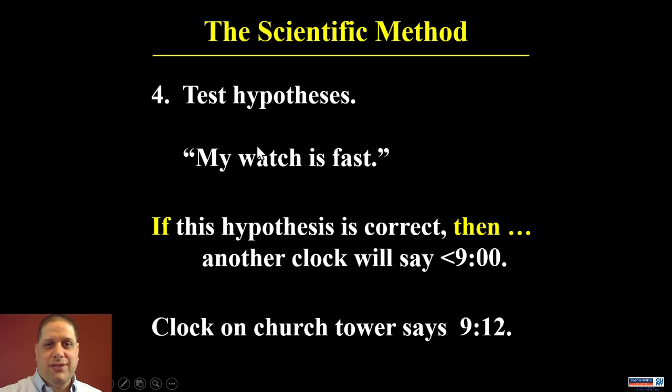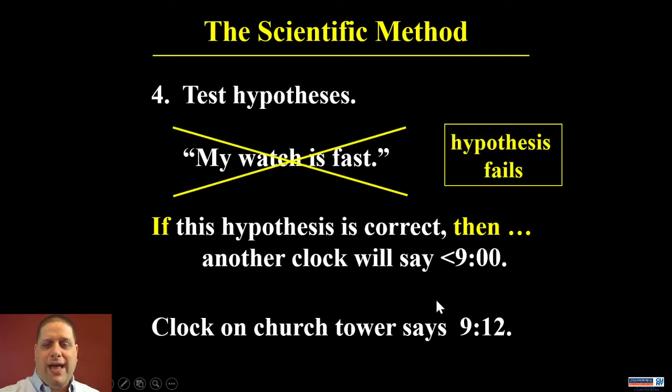One hypothesis is that my watch is fast, and if this hypothesis is correct, then another clock will say that it's 9 o'clock, or around that time, right? So I check a clock nearby, and it says it's around 9:12, right? So the hypothesis now has failed.